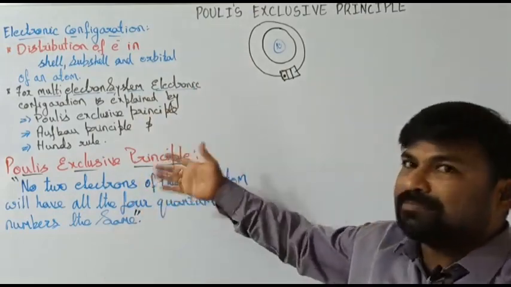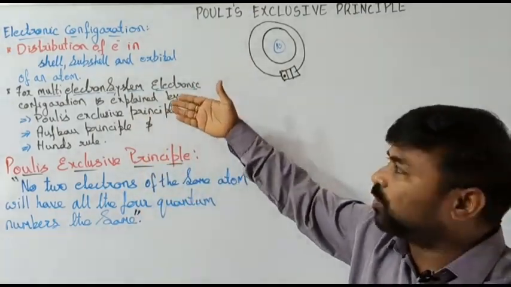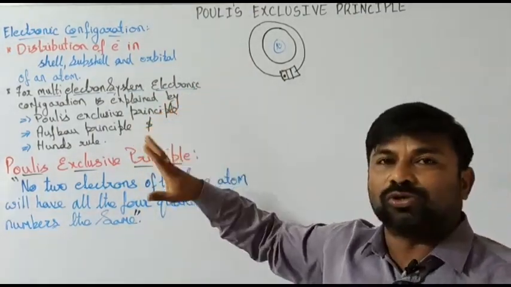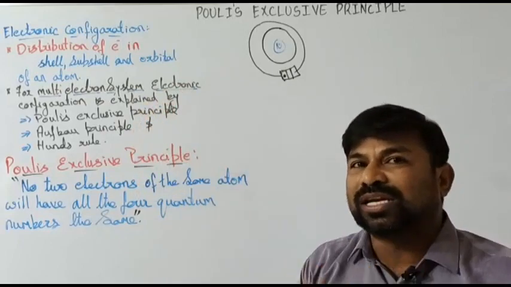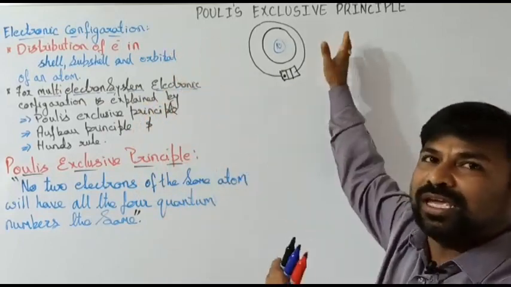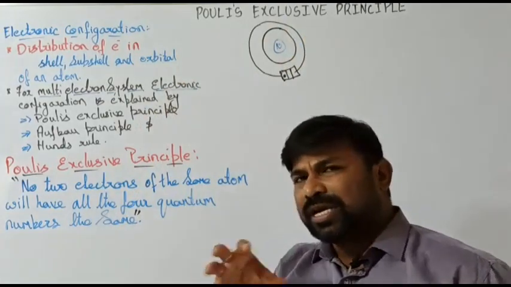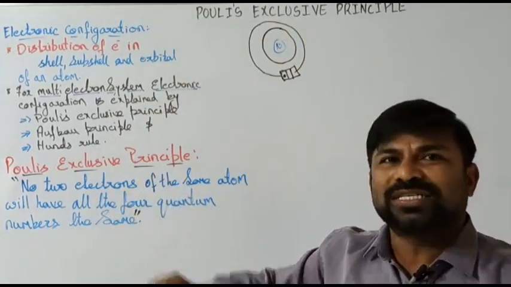Okay, so the three main principles are Pauli's exclusion principle, the Aufbau principle and Hund's rules. These principles will tell us how to fill the electrons in the system. Now, in this video, I'm going to talk about Pauli's exclusion principle.